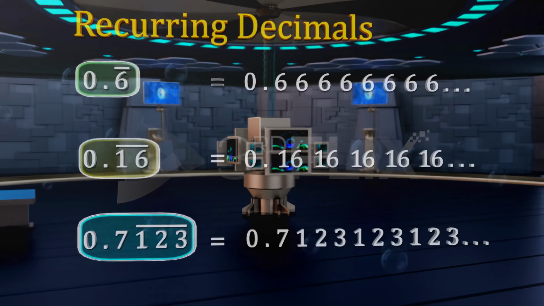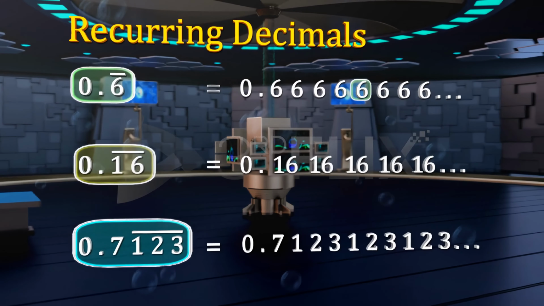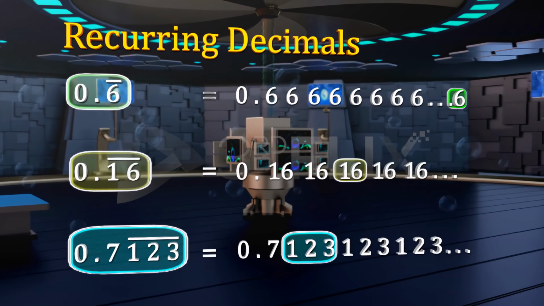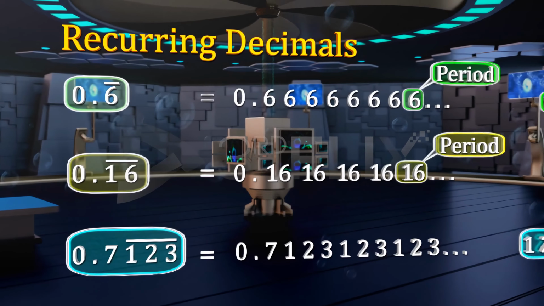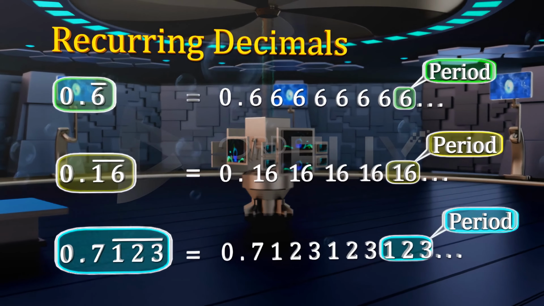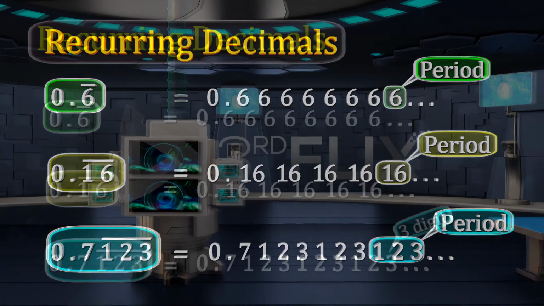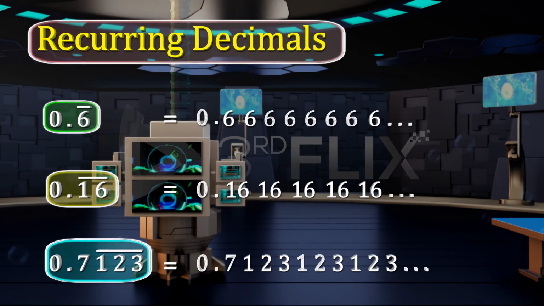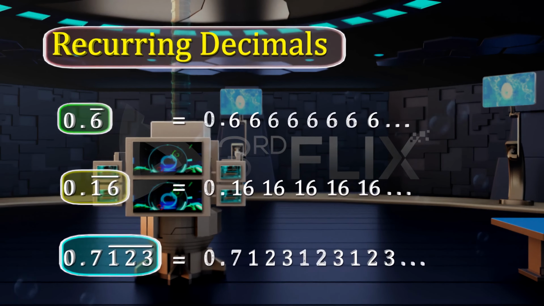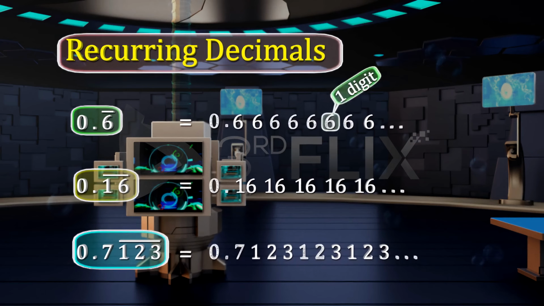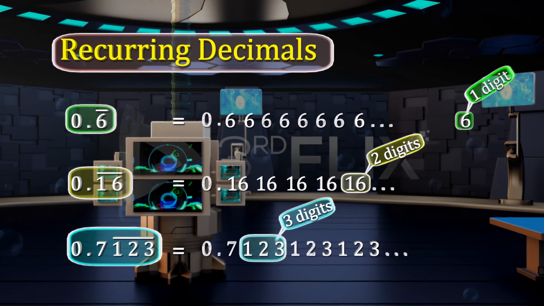Period. The recurring part of the non-terminating recurring decimals is called a period. Periodicity. The number of digits in the recurring part of the decimal is called its periodicity.